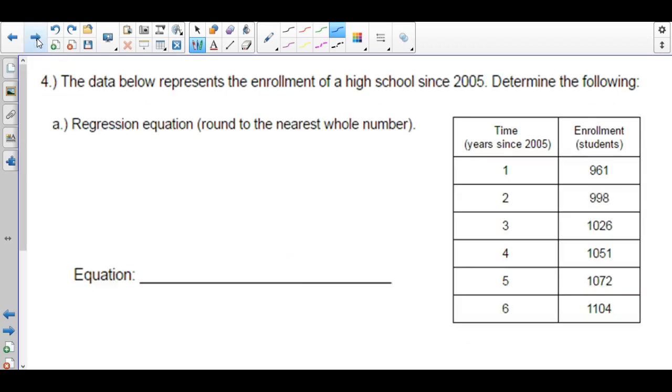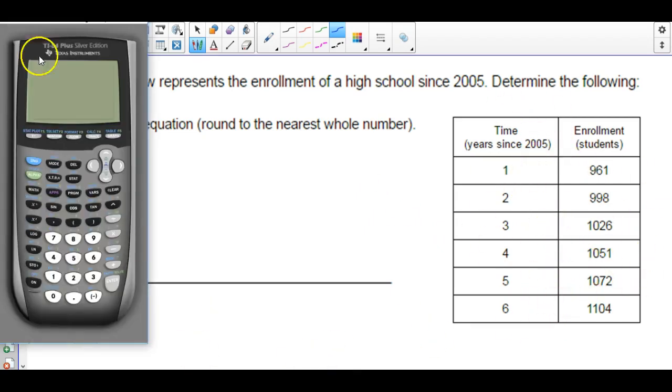And then the last problem that we'll go through, so this is a longer problem. What we're going to do is take a look at the enrollment of a school since 2005. So this is the number of years. So this would represent in 2006, 7, 8, 9, 10, okay, and so on. And the enrollment is increasing. So what we're going to do is figure out an equation that would model this situation. And we're going to go to the calculator for it.